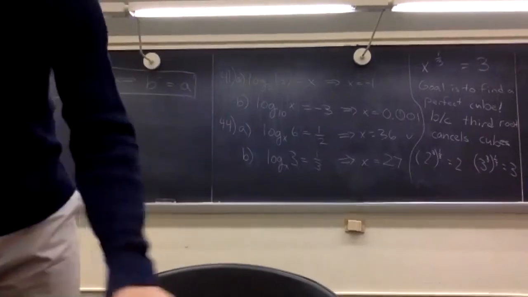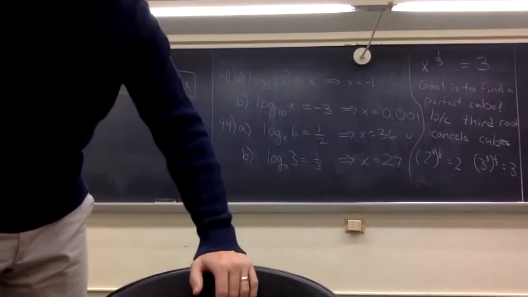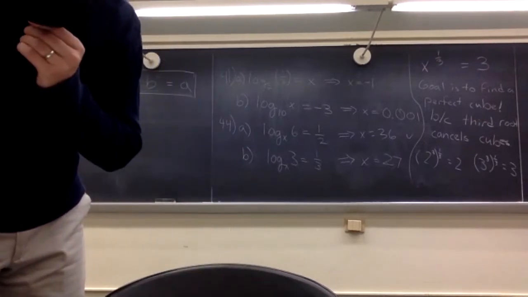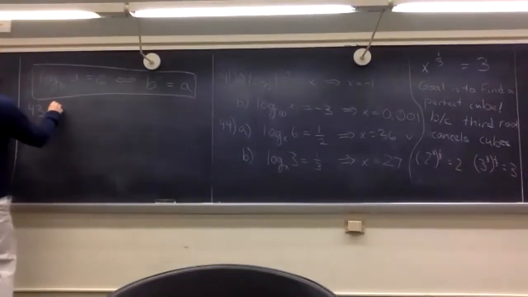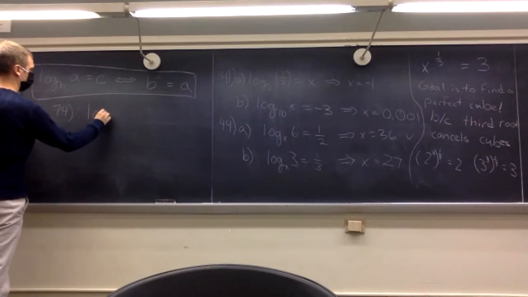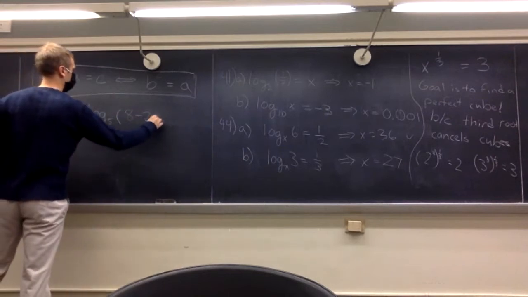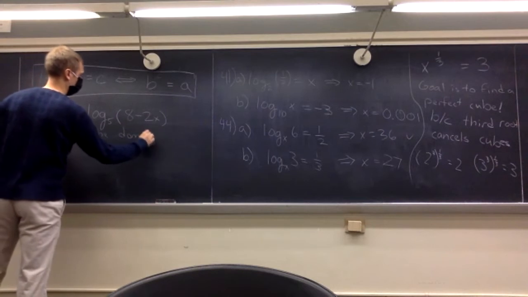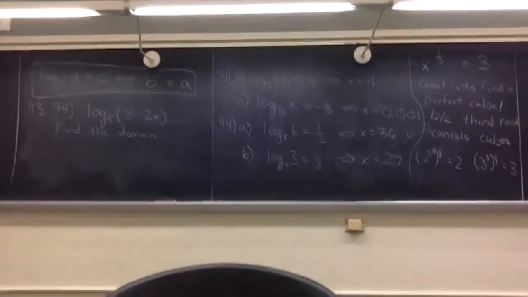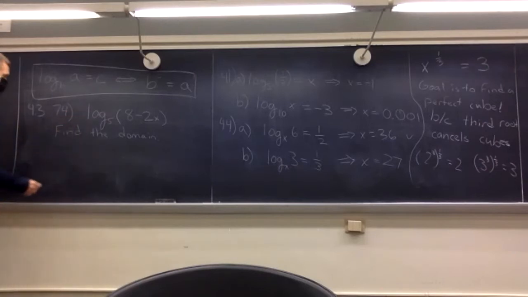The next one, what's that one? It's 44, moving right along. Now we've got 74, so I'm skipping way ahead. 74 is finding the domain of the function. So this is log base 5. With domain questions, it is always important to remember the most basic form of the function you're working with. In our case, that's just a logarithm.